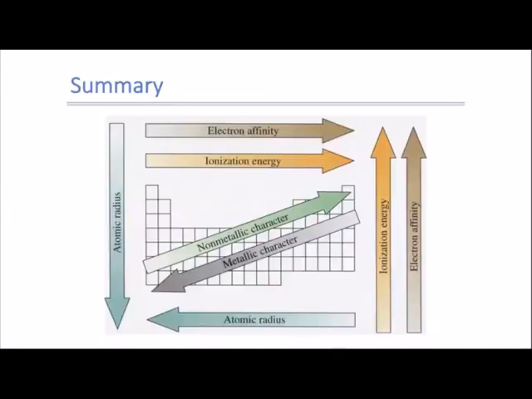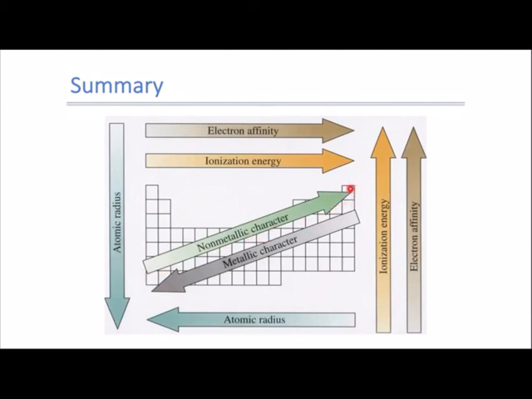And so summarizing all of our different periodic trends, we can see atomic radius increases as we go across the column backwards and down. So our bottom corner here has our largest elements. They also have our lowest ionization energies and our highest electron affinities.